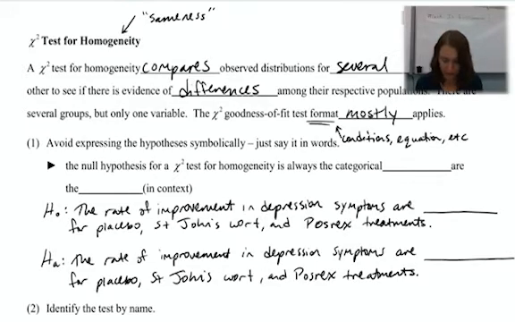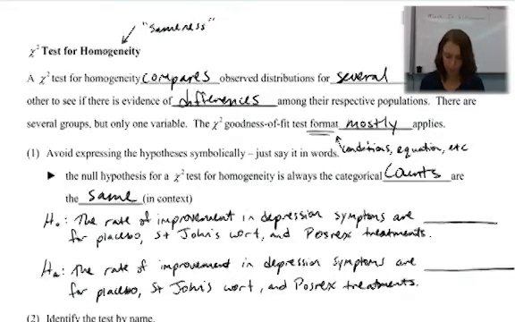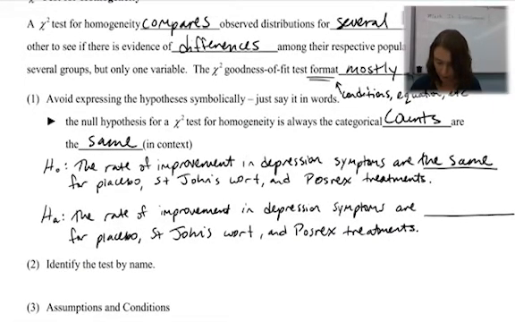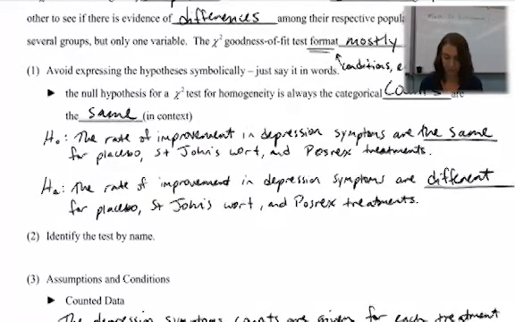So the null hypothesis for a chi-squared test for homogeneity is always that the categorical counts are the same. And of course, we want to write that in context. So for example, the rate of improvement in depression symptoms is the same for placebo, St. John's wort, and Posttrex treatments. And then our alternative would be the opposite of that. So the rate of improvement in depression symptoms is different for the placebo, St. John's wort, and Posttrex treatments.